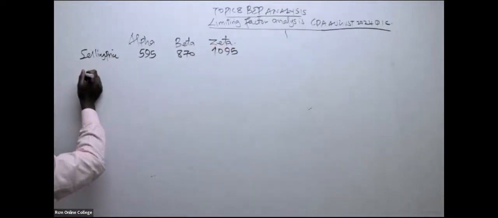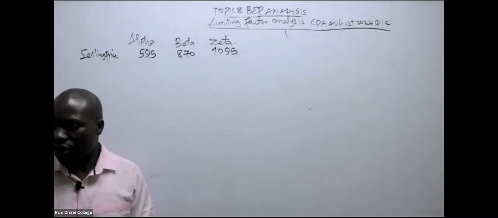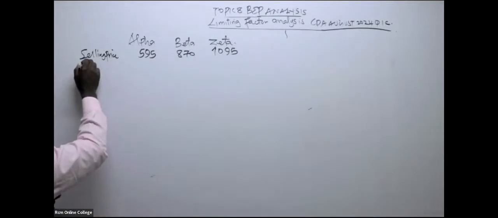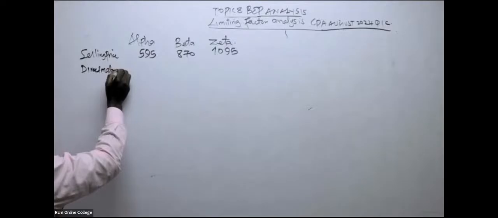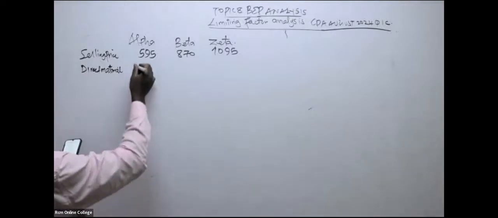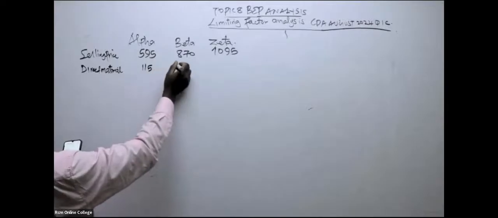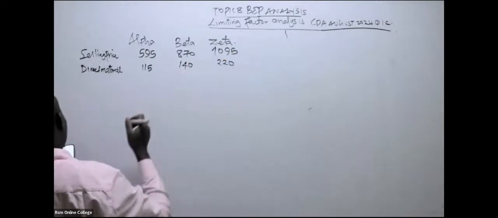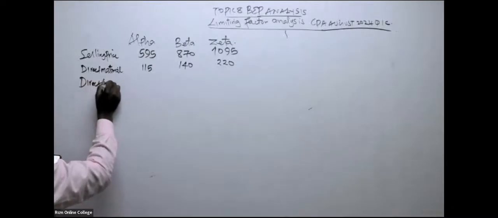Then to that, we need to less all the costs, not just costs, but all the variable costs, right? So our first variable cost is direct material. So direct material, we have 115, which we are going to deduct. We have 140. We have 220. Then to that, we have direct labor, right? So just write your direct labor cost.